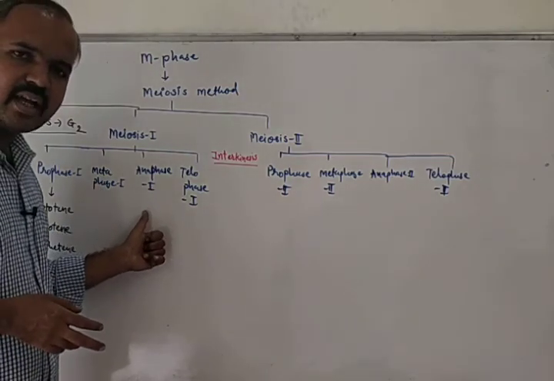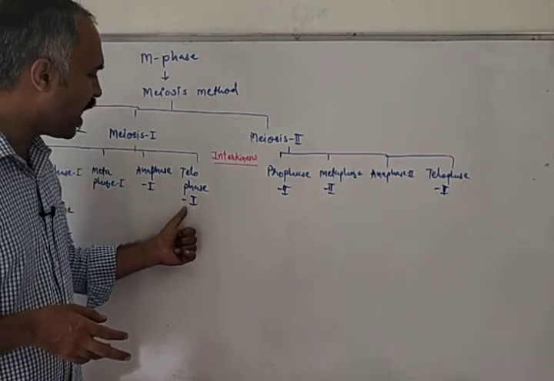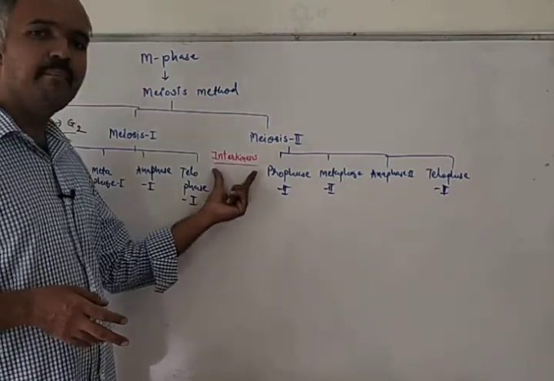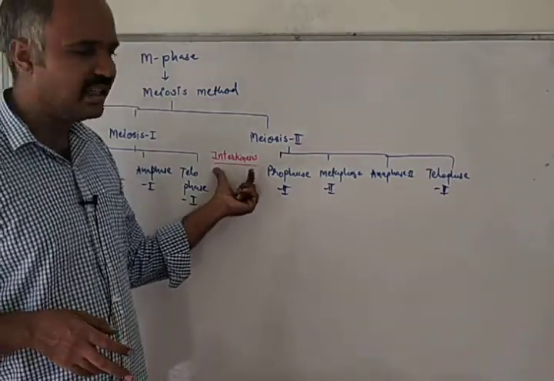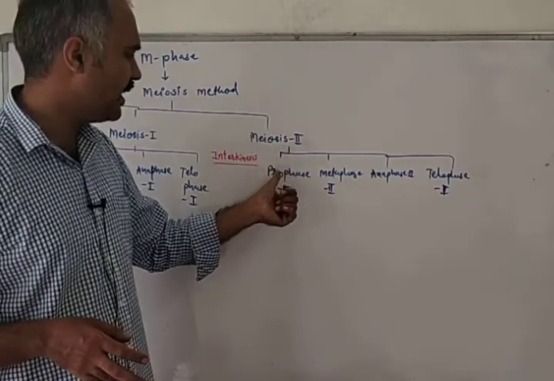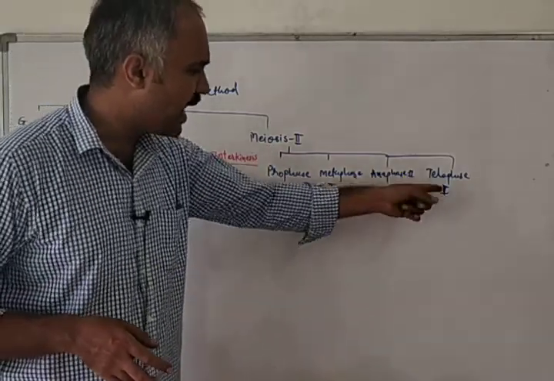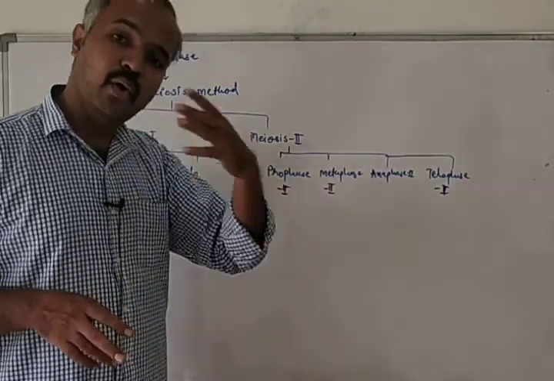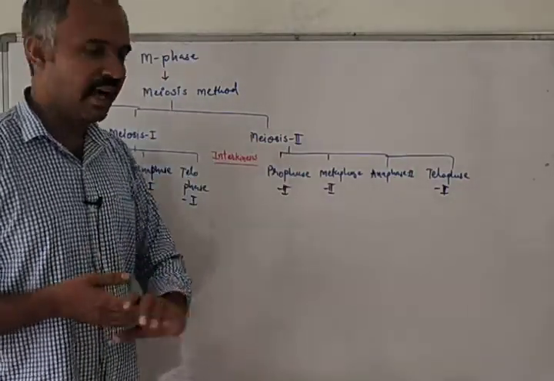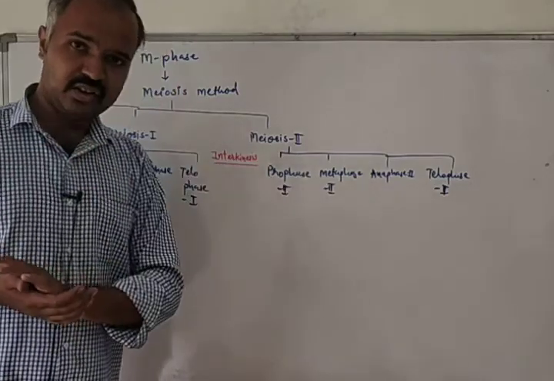After that, it will enter into anaphase 1. After that, it will go into telophase 1. Then it will take a pause for a while, which is known as interkinesis. Then the cell will enter into prophase 2, then metaphase 2, then anaphase 2. And after telophase 2, 4 daughter cells will be produced.